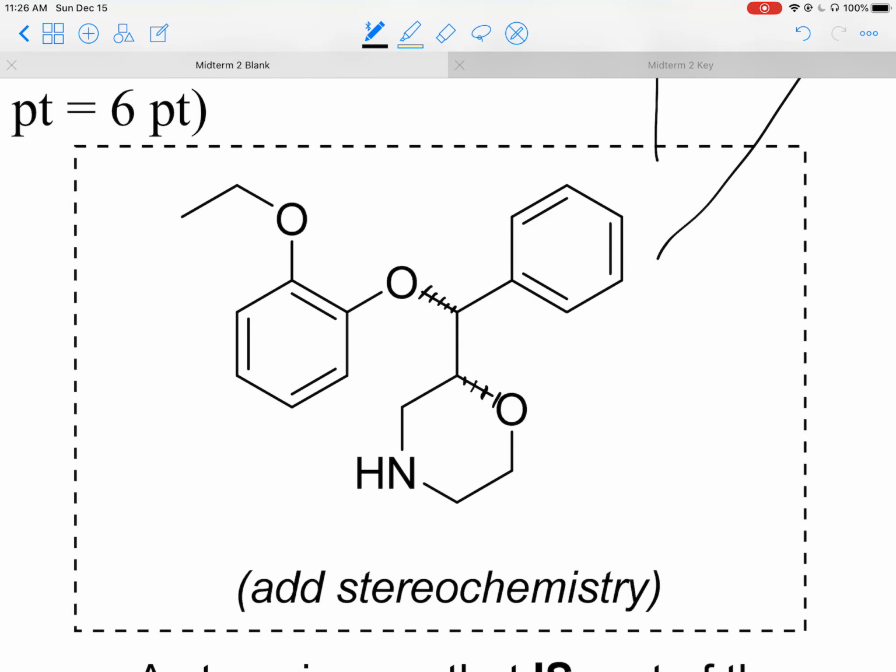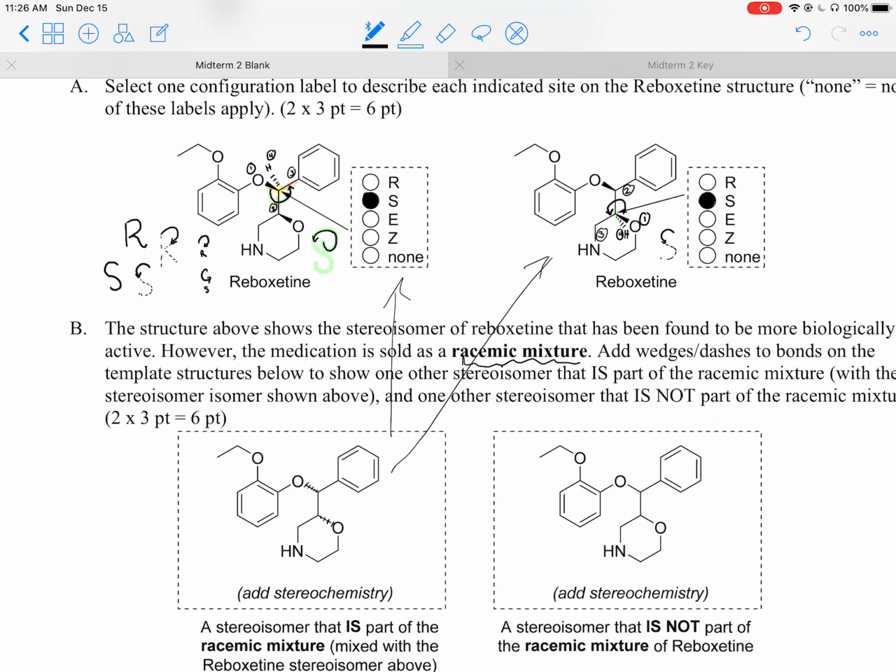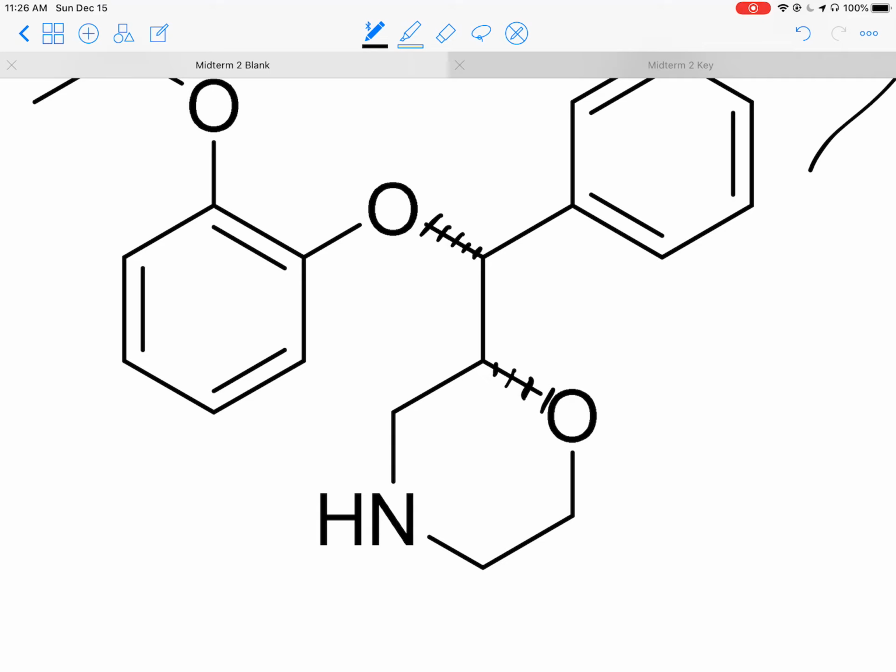And you can double check to make sure that this is the opposite stereochemistry, because since both of those groups were S above, we want them both to be R below. And so again, oxygen's number 1. There's now going to be a hydrogen in the front.